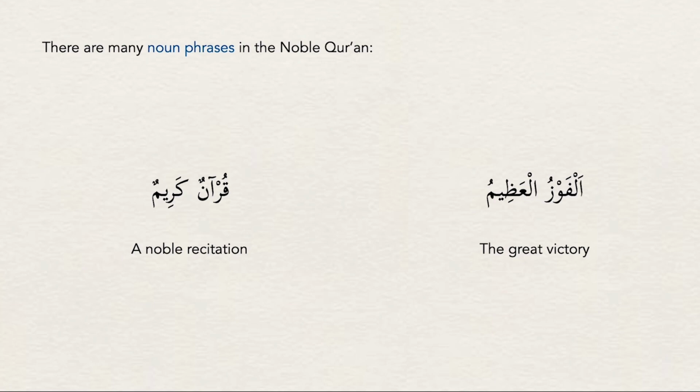Okay, and then look at the final example here, which is Qur'anun Karimun, a noble recitation. And we can see that both of the words here are indefinite, both are masculine, and both are nominative or marfu' in case. Qur'anun Karimun. Excellent. So I think that's enough for today. The main things to take away from this lesson are that noun phrases are distinct from sentences, and that when you look at a noun phrase, you'll notice that the adjective comes after the noun and agrees with the noun in 3 different ways.